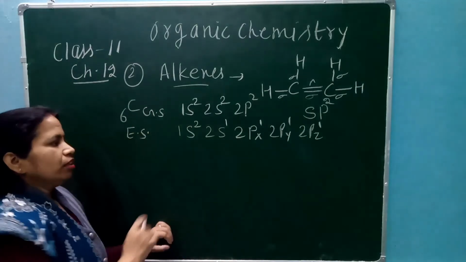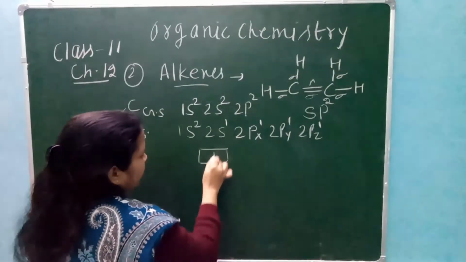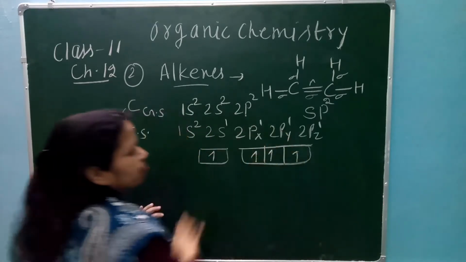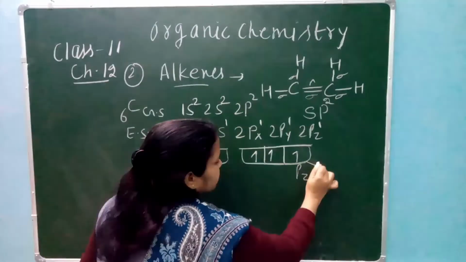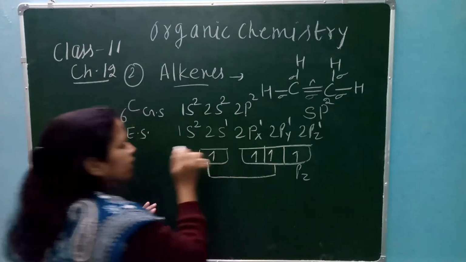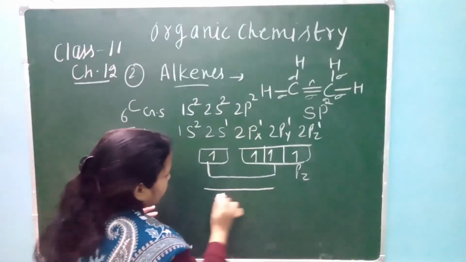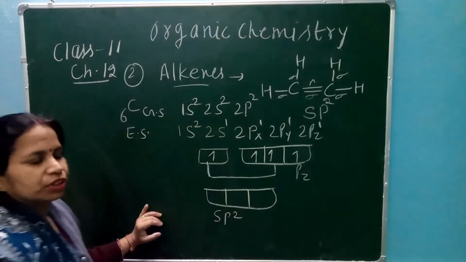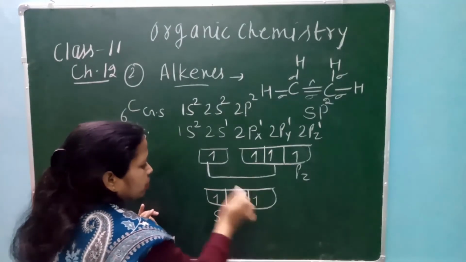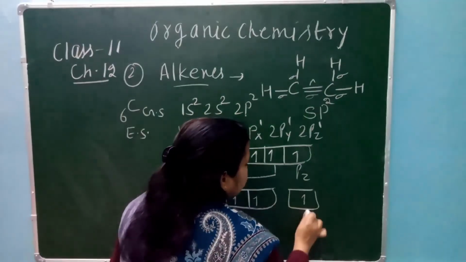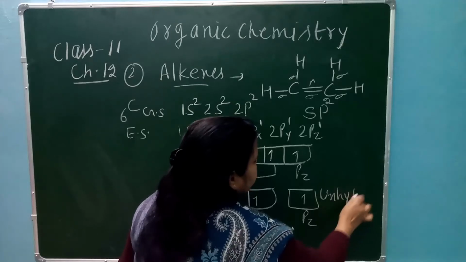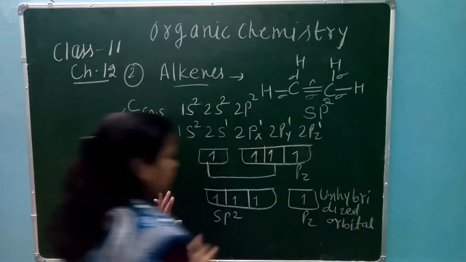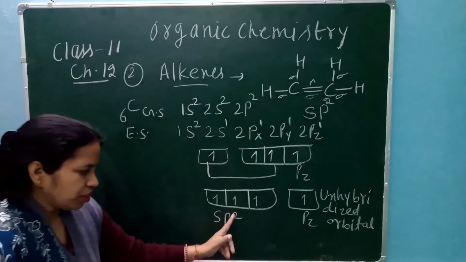Clear. Okay, now let's see: 1s orbital, and there is 1, 2, 3, and one electron is in pz. This pz remains unhybridized, and these are hybridized. Mixing has happened. After mixing, how do you make them? 1, 2, 3: sp2, sp2, sp2. 3 hybrid orbitals, all containing 1 electron, and one is the pz orbital, unhybridized orbital.